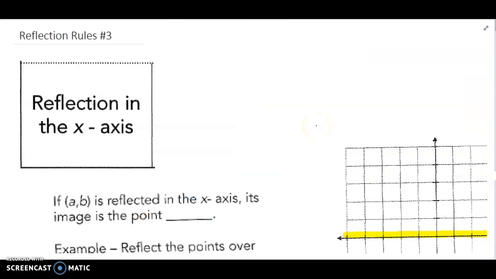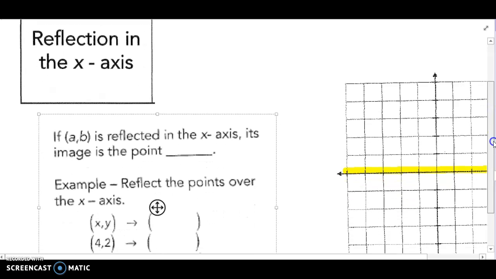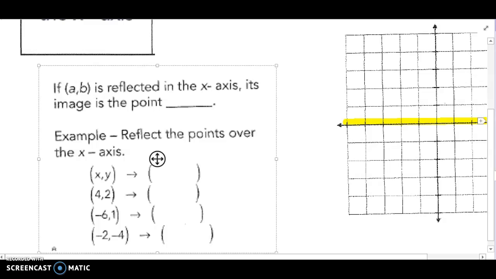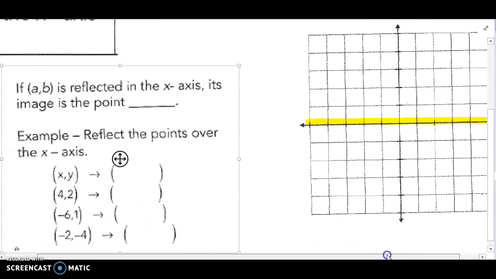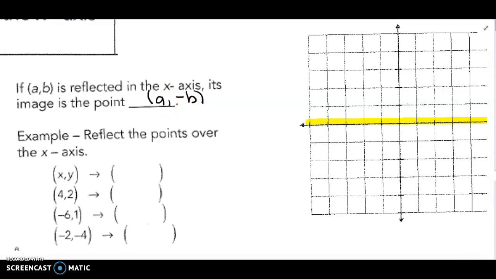All right, now let's look under the tab that has the reflection in the x-axis. So I went ahead and I highlighted the x-axis right here. It's the horizontal axis that goes left and right. And we need the rule for it. So when we reflect over the x-axis, my A, B becomes A, comma, negative B. So what you notice is my first coordinate doesn't change, and the only thing that changes on my second coordinate is it becomes a negative. Now, if it's already a negative, it becomes a positive.